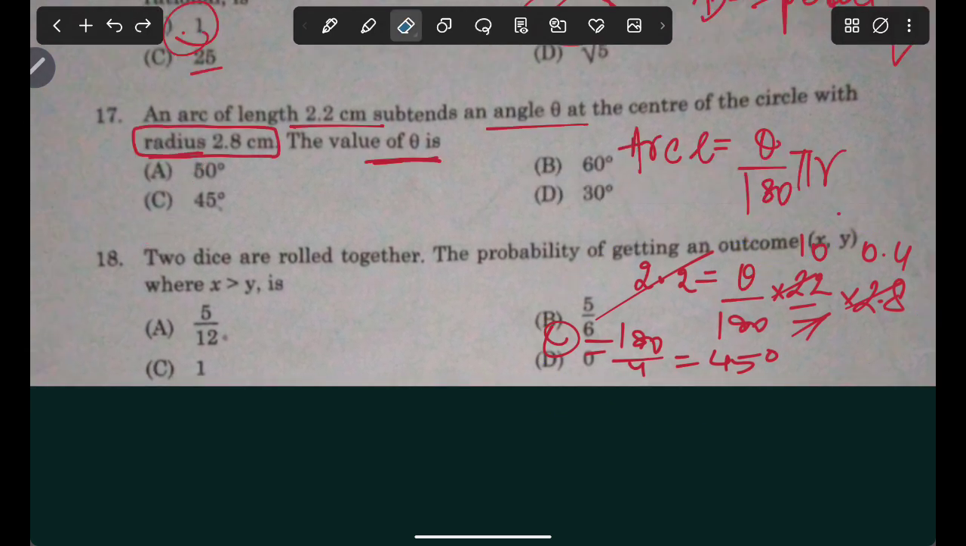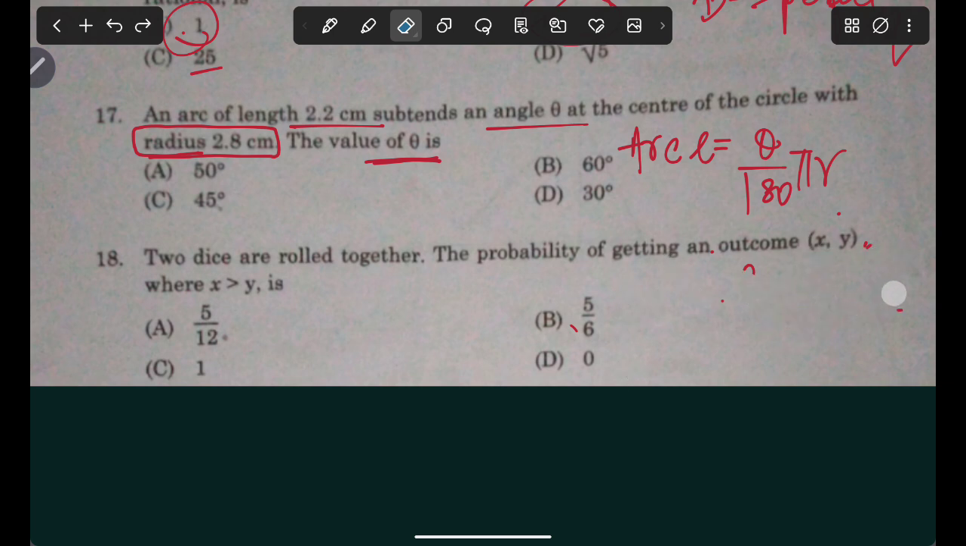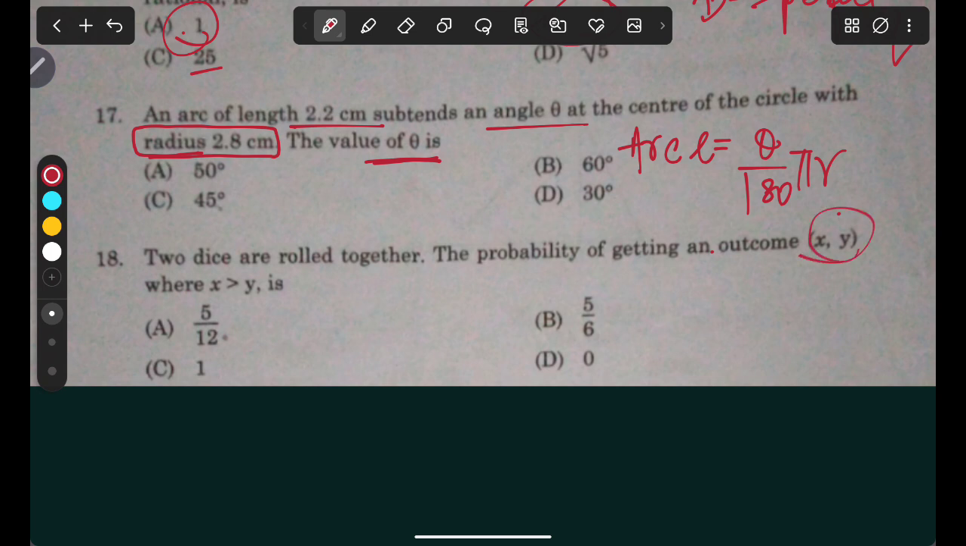So moving to the next question, I'm going to find the answer. The next question says two dice are rolled together simultaneously. Then there are 36 total number of outcomes. The probability of getting an outcome x comma y where x is greater than y. This is a good question.